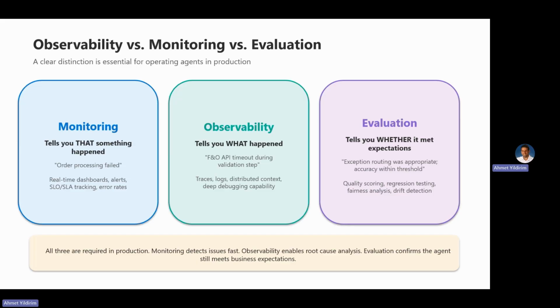All 3 are required in production. Monitoring detects issues fast. Observability enables RCA, root cause analysis. Evaluation confirms the agent still meets the business expectations. Missing any of them creates blind spots in your evaluation process. So if you can only afford one of them on day one, start with monitoring. Observability and evaluation are what you build into the platform after you have established that the agent runs at all.